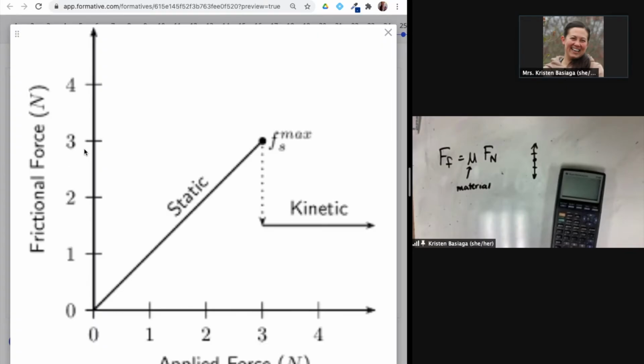Even though this line is flat, I want you to think of it like this. You put in 4 newtons of applied force, so Fa is 4. Friction was only 2, so go from 4 over to the left, or actually it's 1.5. My friction force is 1.5. For kinetic friction, the net force is to the right, so the acceleration is to the right.